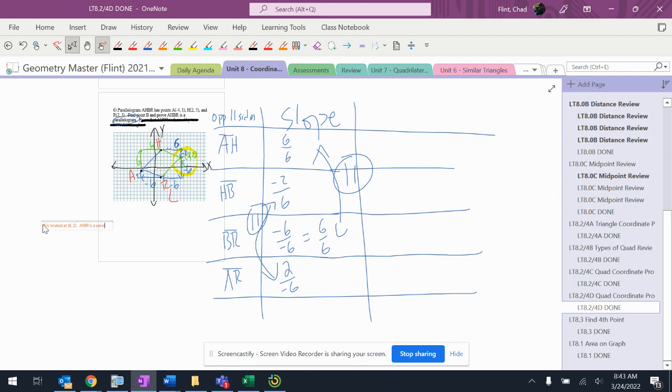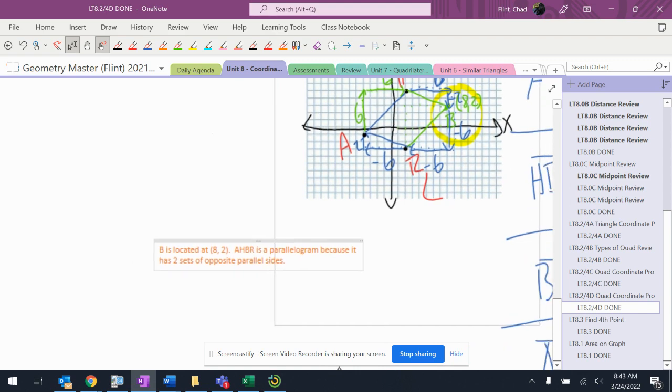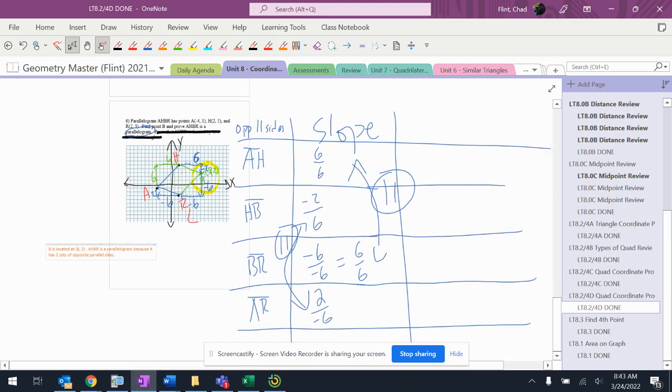AHBR is a parallelogram because, let's see, it has 2 sets of opposite parallel sides. And I'm covered there. So I've got that all set. All right, no issues. And actually, I crossed off that it's an isosceles triangle because it doesn't actually make an isosceles triangle. So that was a stupid question on my part. That only happens if it's a rhombus. It doesn't happen in a parallelogram, so that part needed to get crossed off anyways.